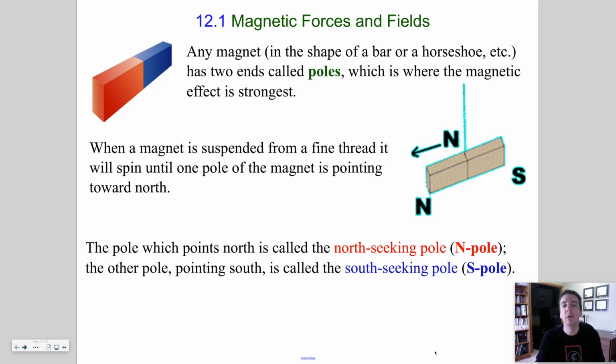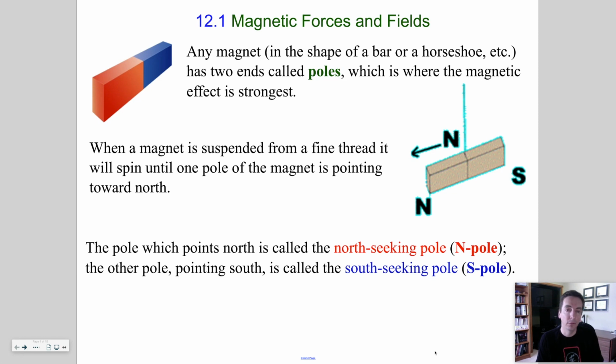So similarities include opposites. For electric charges, you've got positive charges, you've got negative charges. You've got attractive forces, repulsive forces. For gravity, again, only attractive force. A magnet has two opposites. Not charges, it has opposite what we call poles. Like it says, any magnet has two ends called poles, where the magnetic effect is the strongest. One pole we label as a north-seeking pole or N pole. The other we label as a south-seeking pole or an S pole.